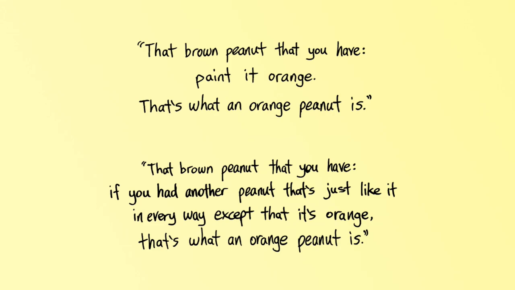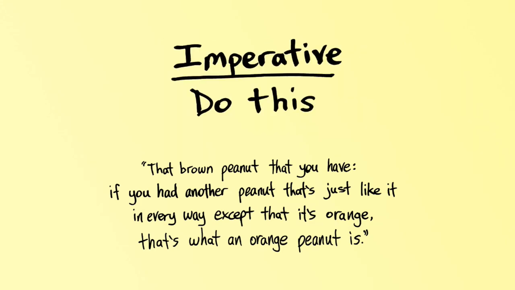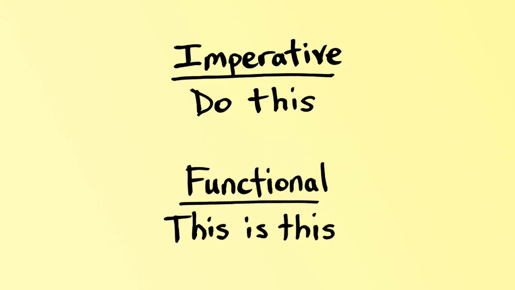In the functional style, the only verbs that you use are to be and to have, and the conjugations of those. Those are verbs that you use when defining things. In the imperative style, you use the verb paint when commanding your friend to apply paint. Imperative, do this. Functional, this is this.